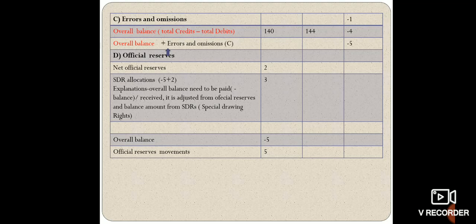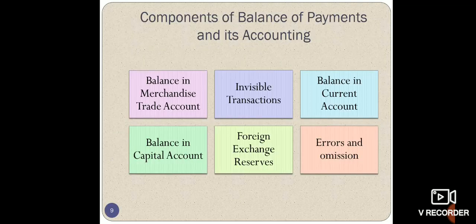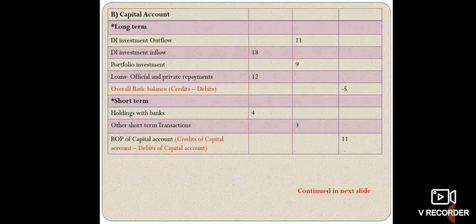So we have taken the SDR, a special drawing rights. So we have taken that amount and we are going to settle these particular transactions. Okay. So the overall balance is -5 and the official reserves movement is 5. So official reserves will be more by ₹5. So this is about the balance of payment format.